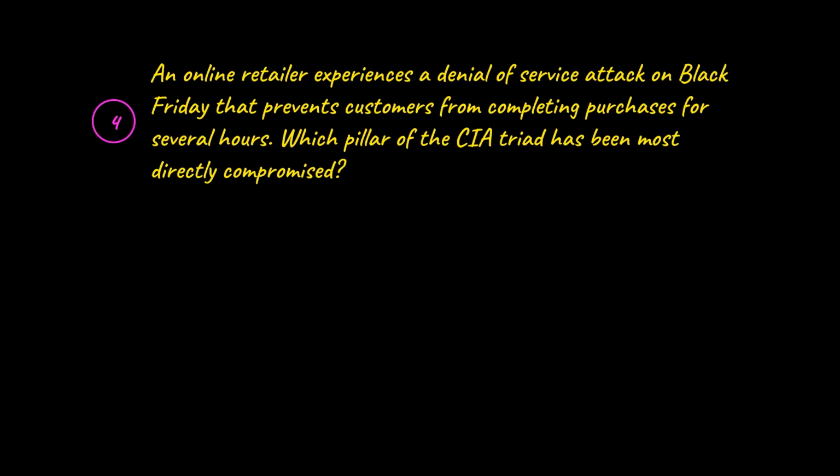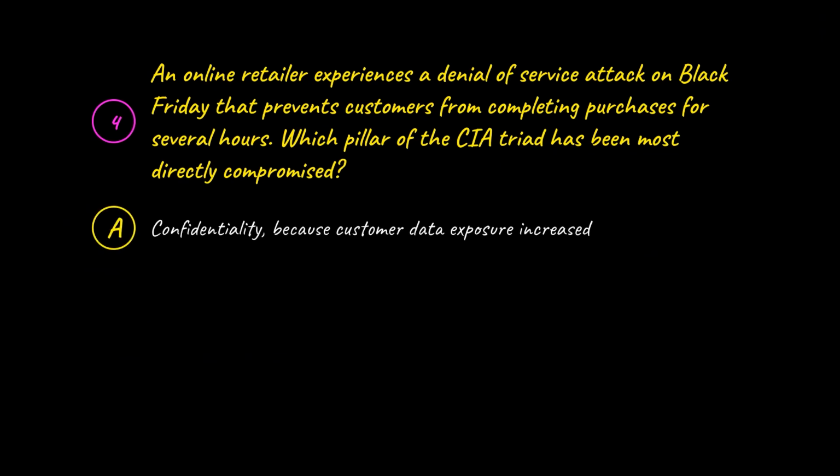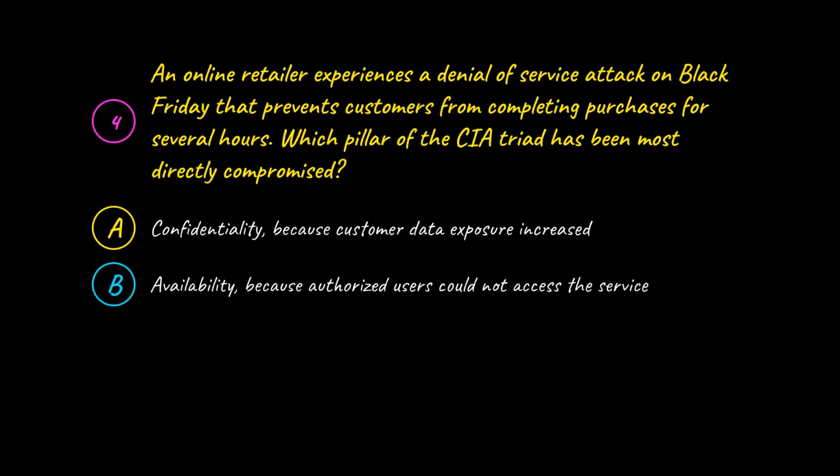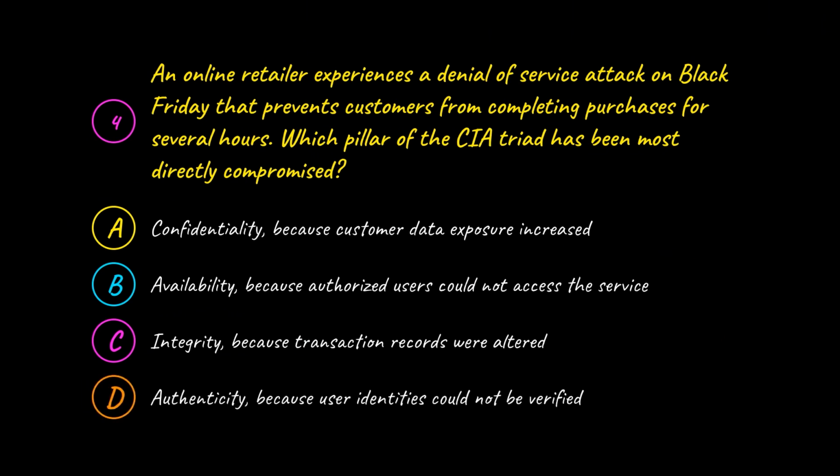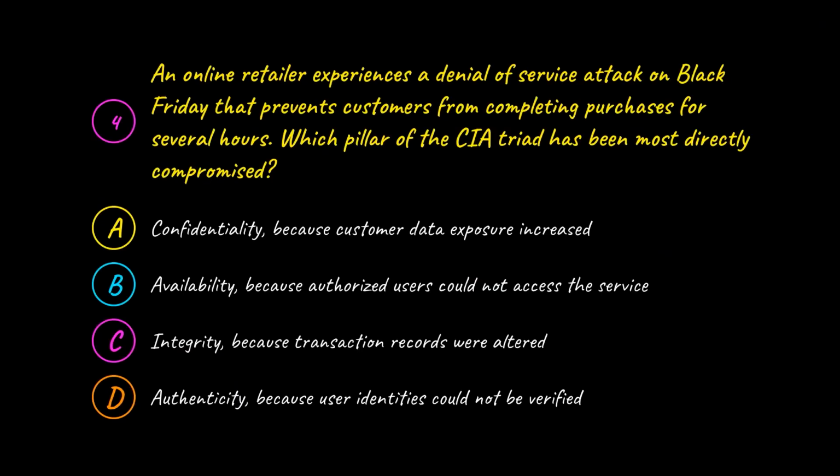Your options are: A. Confidentiality, because customer data exposure increased. B. Availability, because authorized users could not access the service. C. Integrity, because transaction records were altered. D. Authenticity, because user identities could not be verified. What's your answer? Commit to one before I continue.